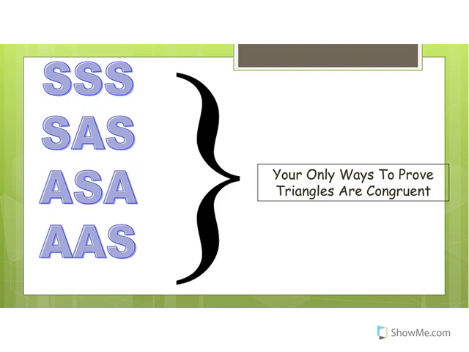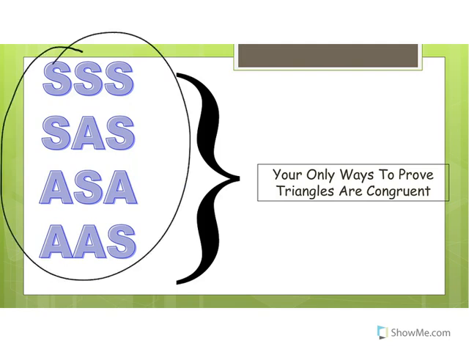Okay, so these are the 4 theorems to show that the two triangles are congruent: side, side, side, side, angle, side, angle, side, angle, or angle, angle, side. Okay, so remember these 4. And to prove, they have to come in that order. Right? And we can use any of these 4.